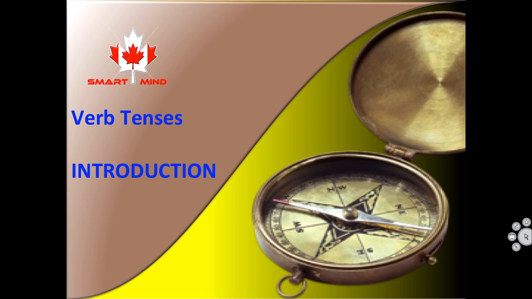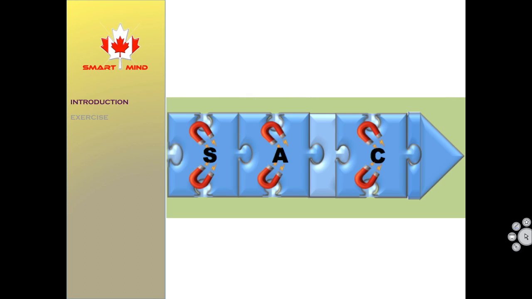Today we're going to watch the introduction of the verb tenses. This is our building block, or SAC: subject, action, and complement. Sometimes we have the preposition before the action and the complement, and it is always helping to convey our message.